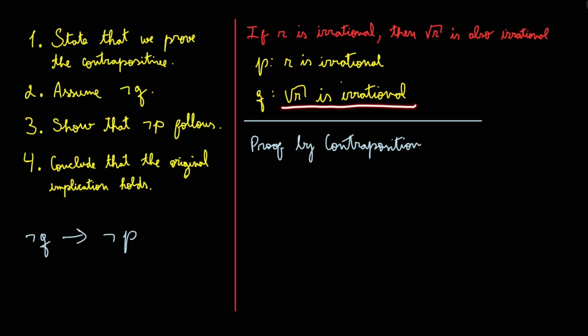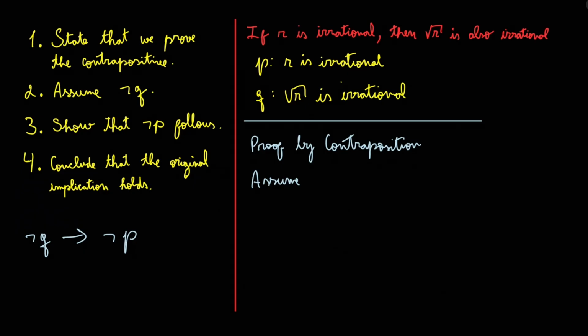Then let's assume not Q. Q is the square root of R is irrational. What is the negation of that? The negation of the square root of a number is irrational, is the square root of that number is rational.